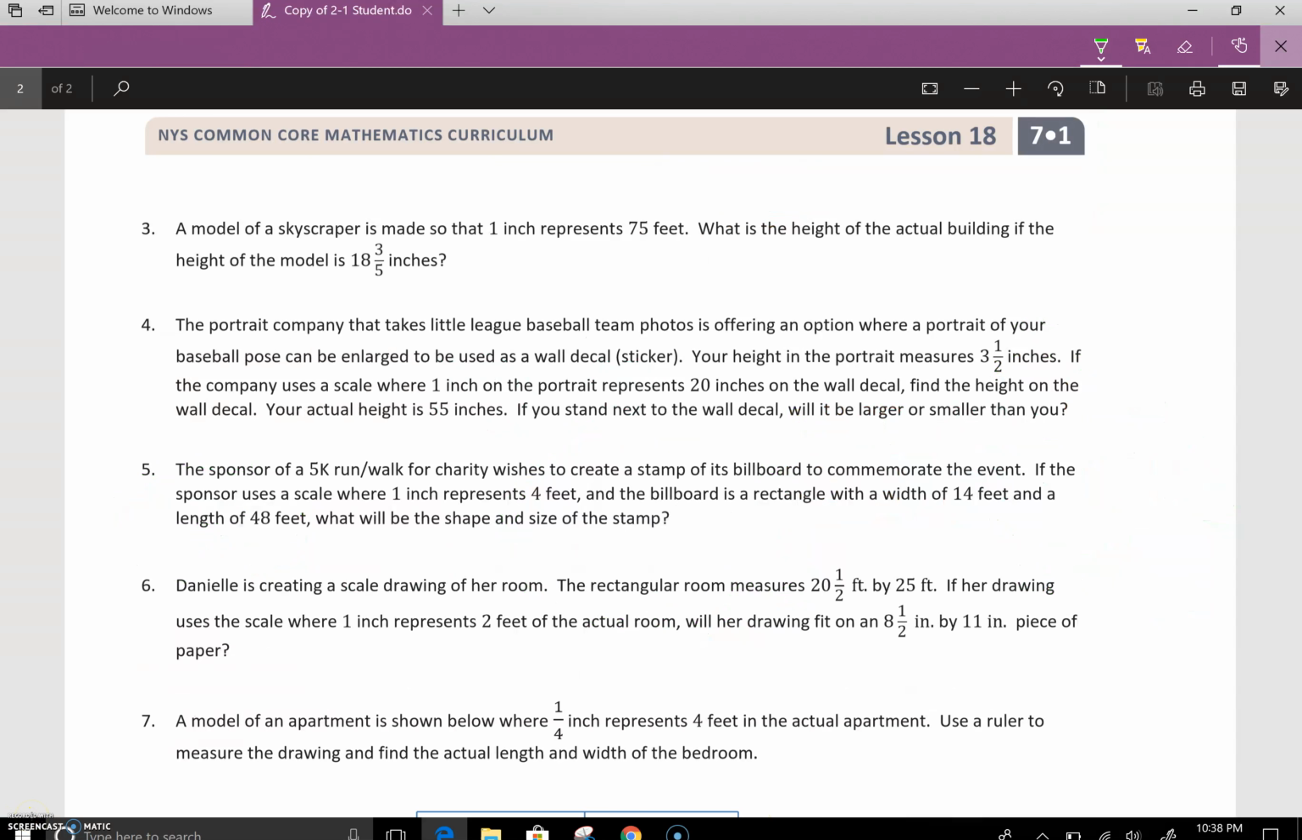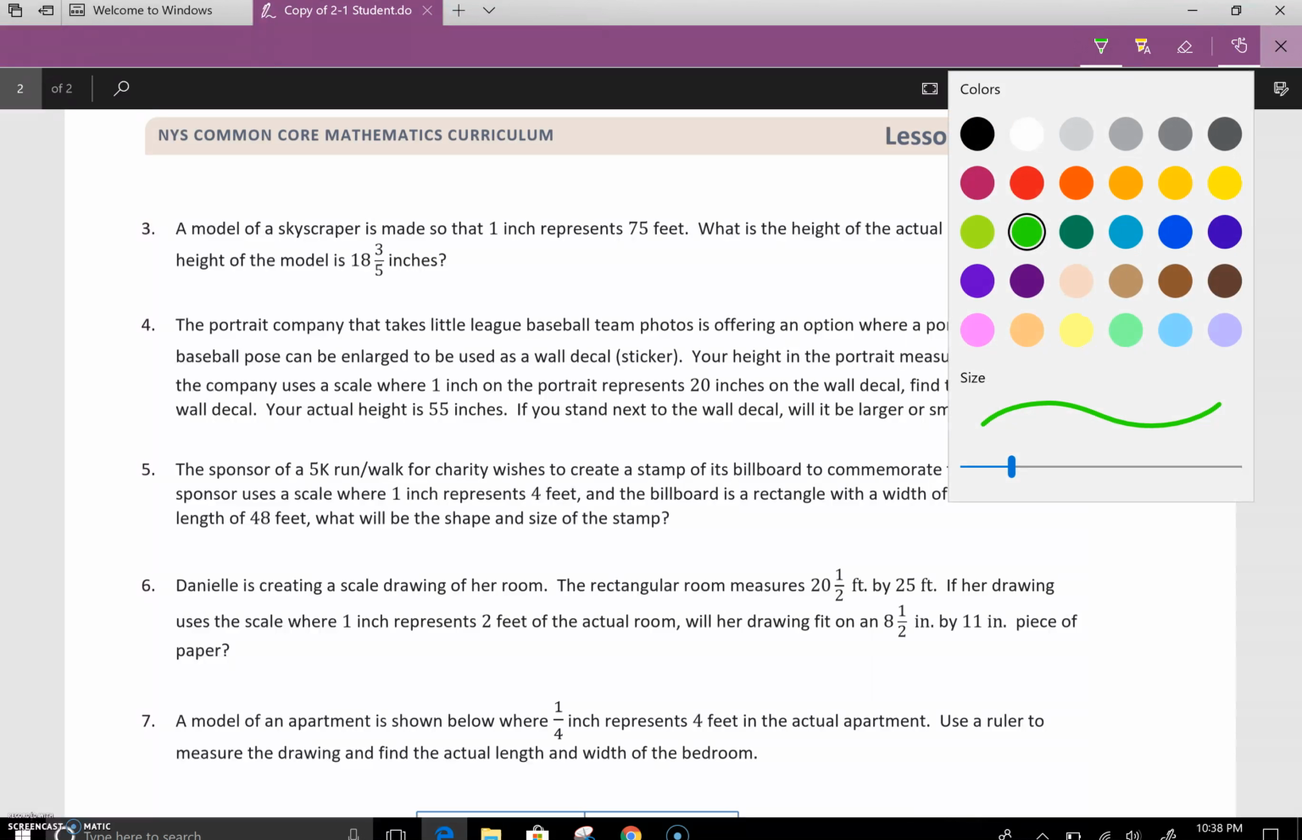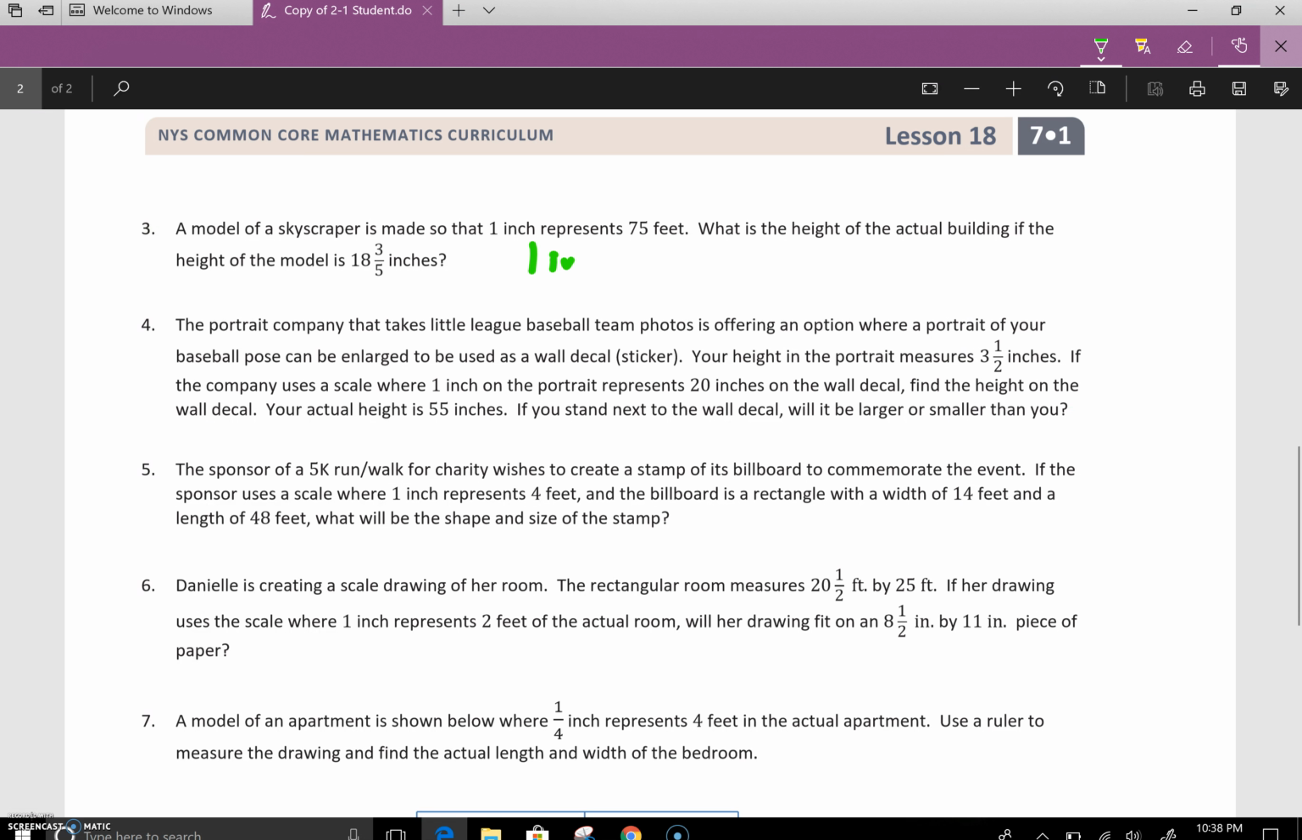Number 3 and number 5 were the last 2 from the homework. A model of a skyscraper is made so that 1 inch represents 75 feet. So that's our scale. One inch is 75 feet. What is the height of the actual building if the height of the model is 18 3/5 inches? So let's write this into a table first. I'm going to click over to another slide.